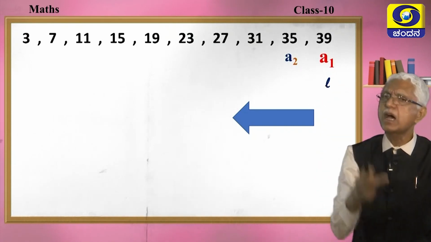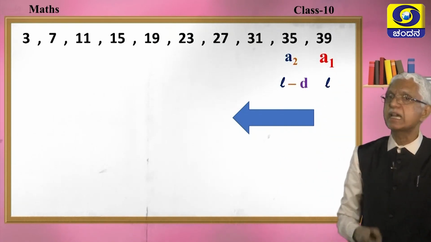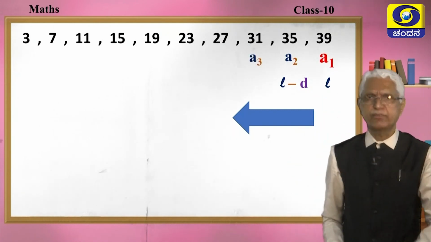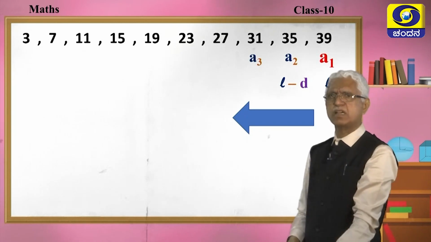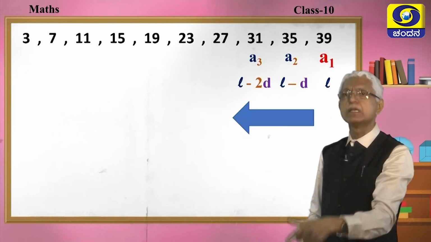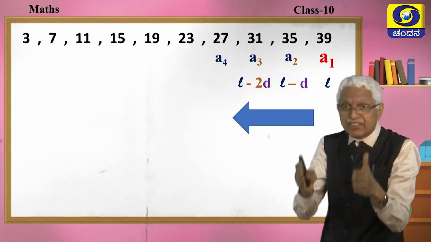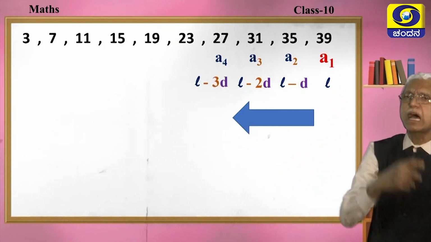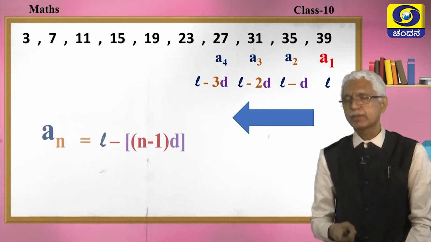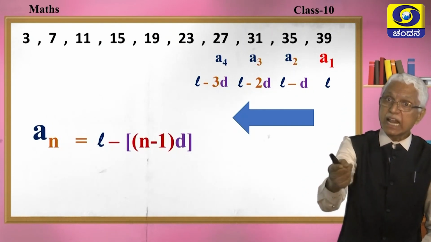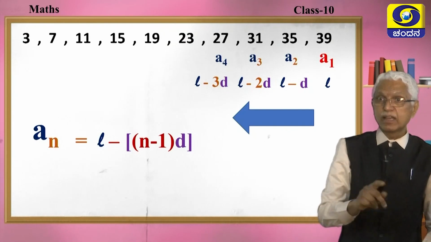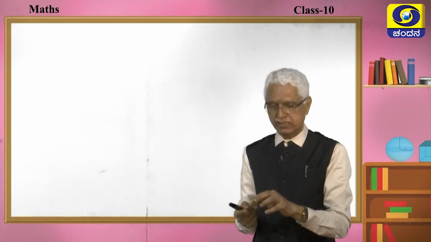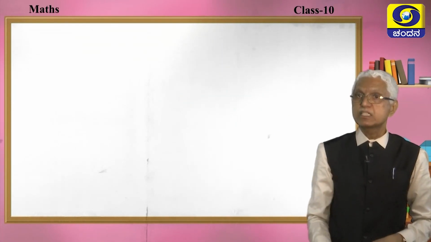You call the last term, that is 39, as L. In this given AP, it is a finite AP. 3 is the first term, 39 is the last term. I know the first term, I know the last term. Hence, I know definitely how many terms are there. It is a finite AP. So, you call the last term as L. Beautiful. Previous term, L minus d. If you want the next term, add plus d, add the difference.